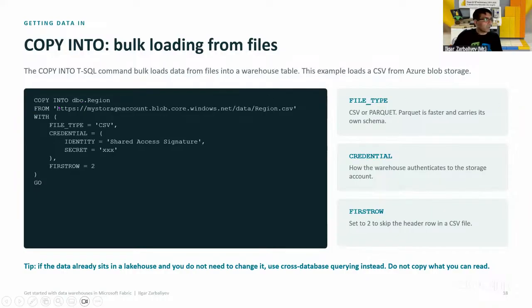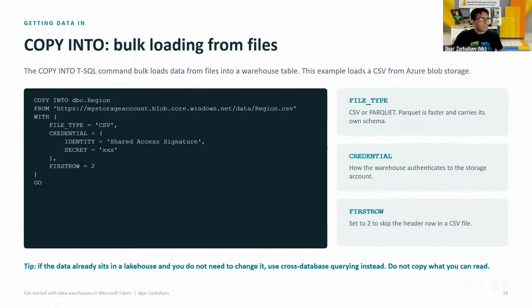Line 2, FROM, followed by the URL of the source file in Azure Blob Storage. You can also point at a folder or use wildcards to pick up many files in one statement. Then the WITH block, which holds the options.